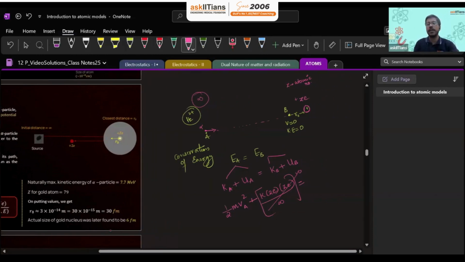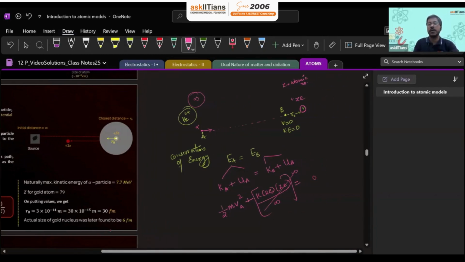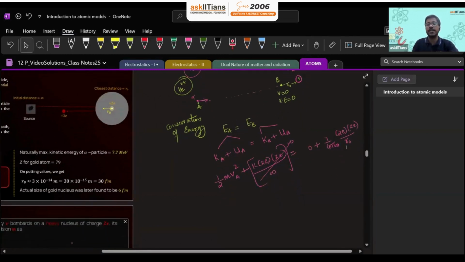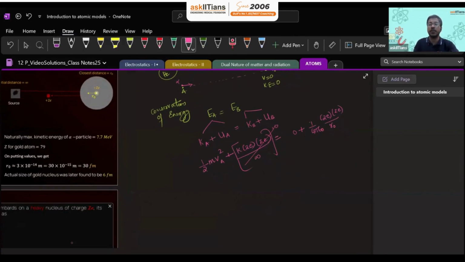So this is equal to the kinetic energy at point B, which is zero because the particle finally stops there for a moment and then returns back, plus the final potential energy at B, that is K, that is 1 by 4 pi epsilon naught Q1 Q2 by R, that is 1 by 4 pi epsilon naught into 2 times E, the charge of the alpha particle, into Z times E by the distance, that is R naught. Okay, so from this you can easily reach the expression for R naught.